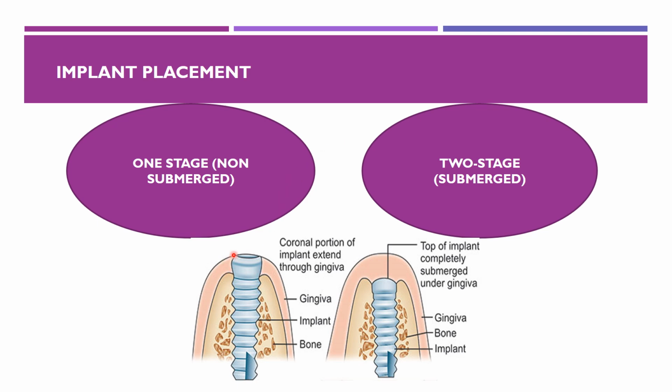Especially, the gingival former will be placed above the tissue. This will be seen above the tissue. The coronal portion of the implant extends to the gingiva. So that is the non-submerged type, and we have the submerged type. This will be at the bone level, so the top of the implant is completely submerged under the gingiva.